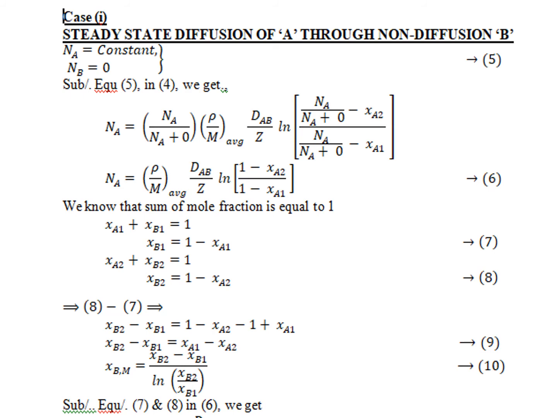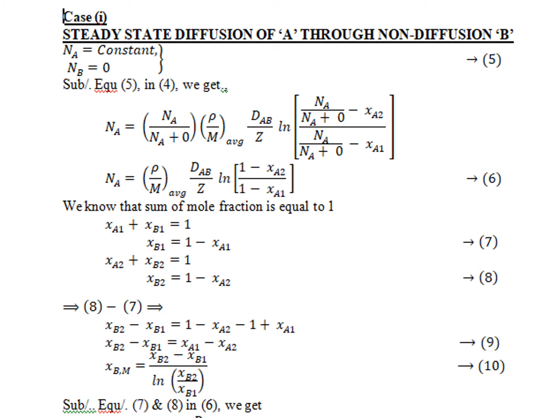So here what are the 7 and 8 expressions? XB1 is equal to 1 minus XA1, XB2 is equal to 1 minus XA2. So the 6th expression in terms of 1 minus XA2, 1 minus XA1, you replace the two terms. So instead of that we will use XB1 and XB2. So we get NA is equal to rho by M average DAB by Z ln of 1 minus XA2, which means XB2, divided by 1 minus XA1, XB1. So here we need ln of XB2 by XB1.